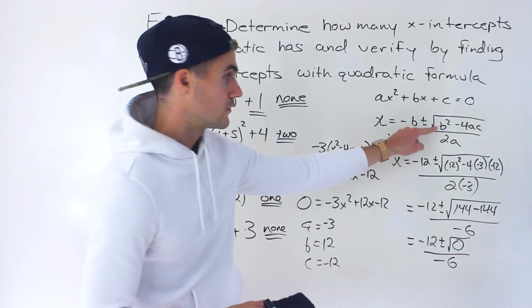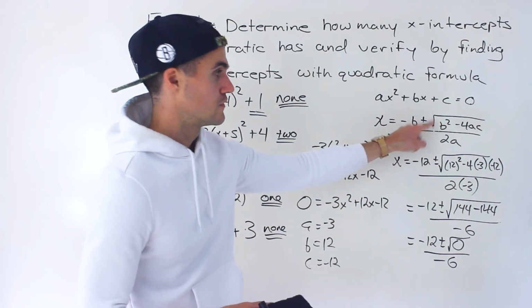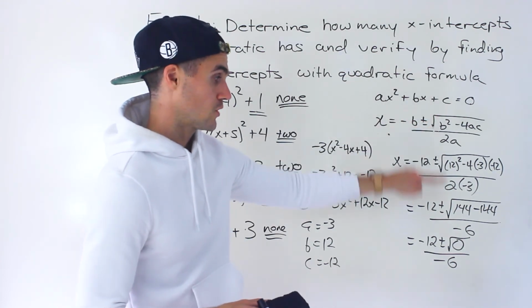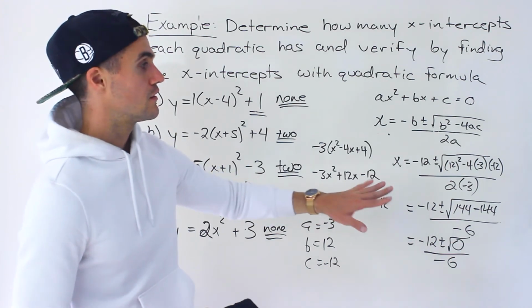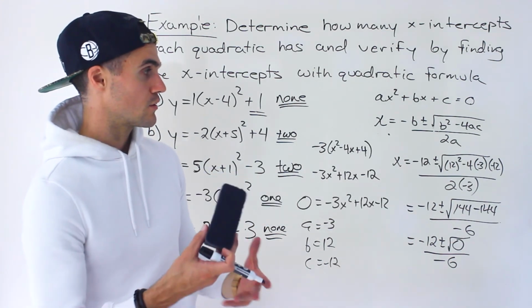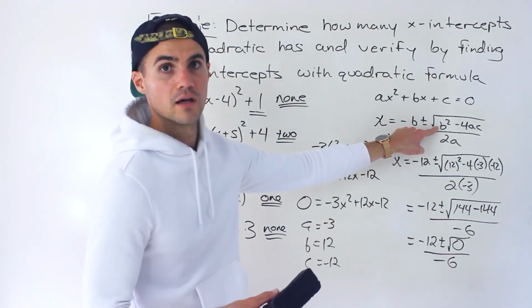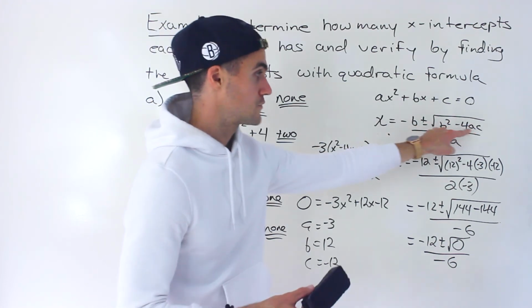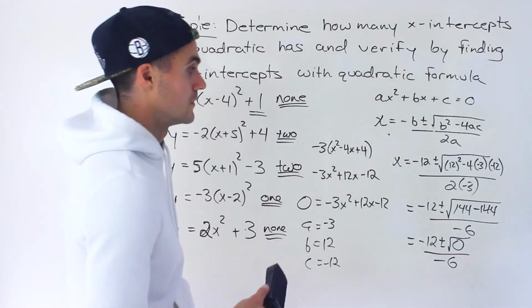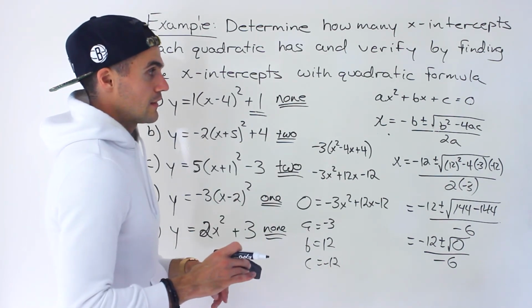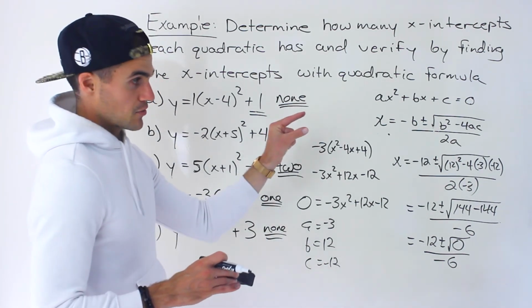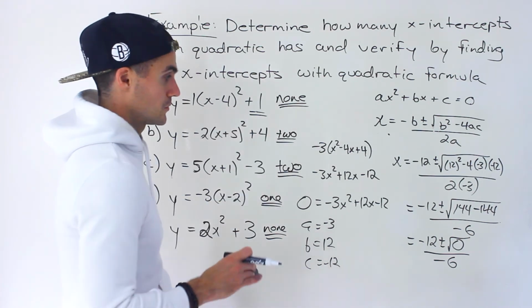So remember, there's only 3 cases. If it's positive, 2 solutions. If it's 0, like in this case, there's only going to be 1 solution. If it's negative, then there's no solutions. Those are the 3 different cases for this discriminant, b squared minus 4ac. That's the name of it. If you want to look ahead to lectures, or if you want to Google about it, that's the name of that expression in the quadratic formula.